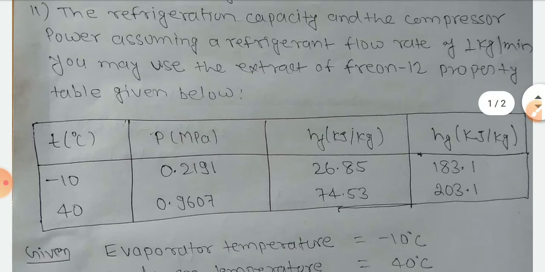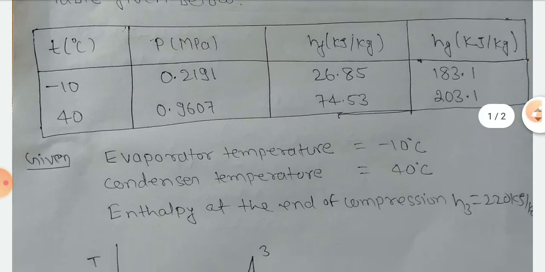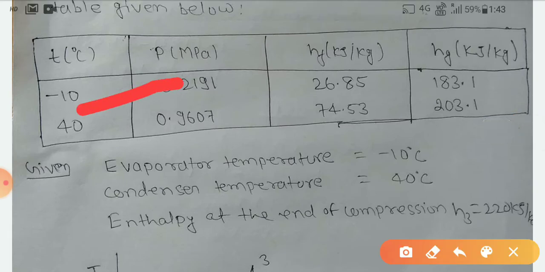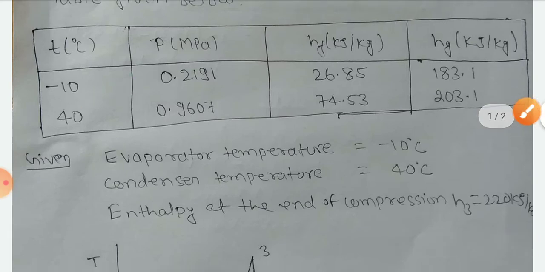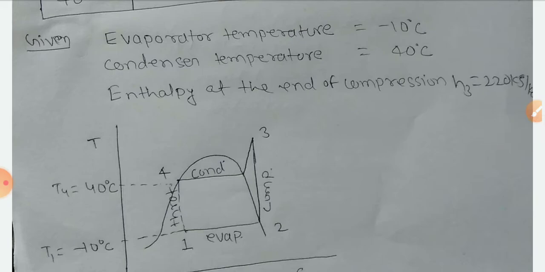So first you have to understand what is given in this problem and what you are required to find. Here, the evaporator temperature is minus 10 degrees Celsius and the table is also given, you can see here, and the condenser temperature is 40 degrees Celsius and the end of compressor enthalpy is also given: H3 is equal to 220 kilojoule per kg.